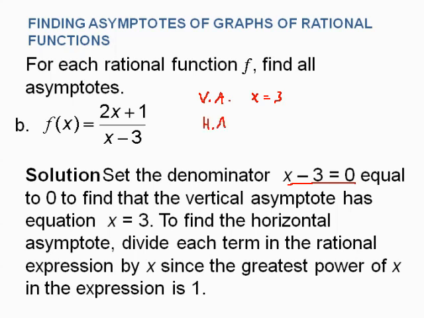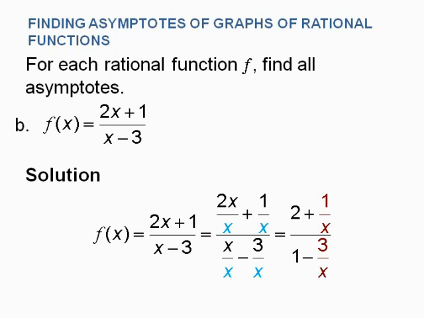To get the horizontal asymptote, notice the degrees of the x's are the same. So do you remember what that means? Well, it means these numbers in front of the x's will give you the horizontal asymptote, or the HA. So it would be y equals 2 on this one.